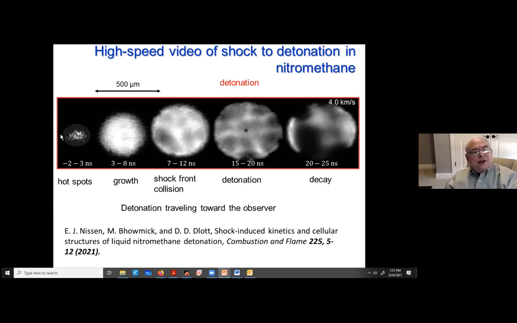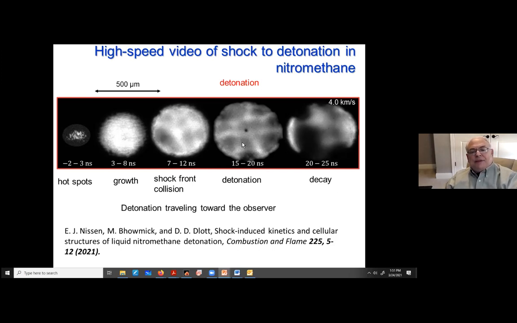Once these guys start to blow up, they coalesce into this relatively uniform thing. And then this is taken at the instant, actually it's 5 nanosecond gate width. This is taken at the instant when the two shock waves collide. And then this is when you get the detonation. It forms this really beautiful thing called a cellular structure. And here it's dying away.